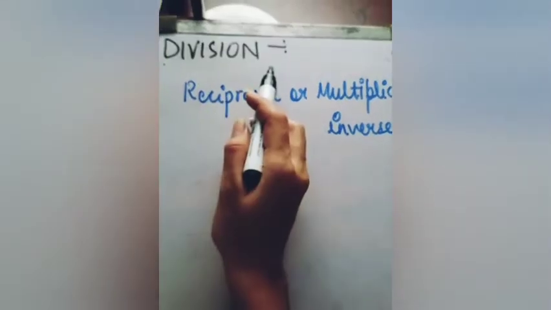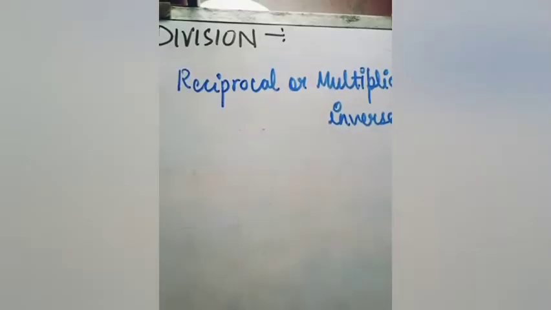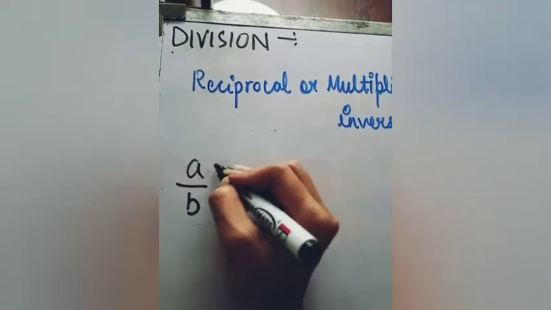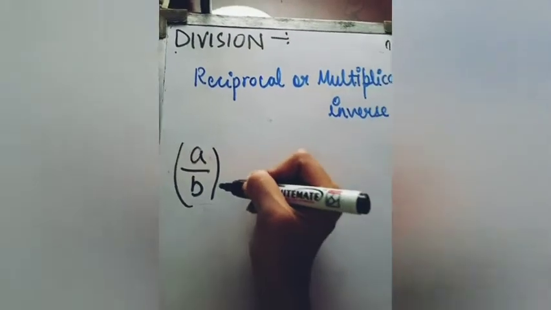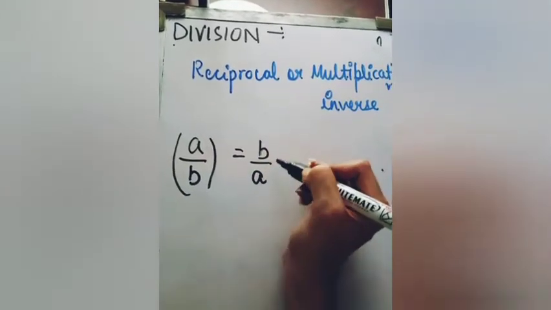Let's move on to the division. Before moving to division, we will know what is reciprocal or multiplicative inverse. See, if a number a upon b is given, what is its reciprocal? It is b upon a. And how does it come?